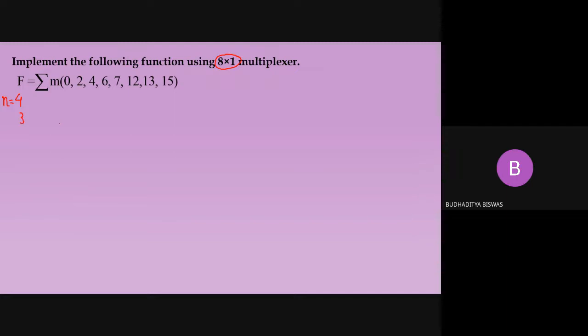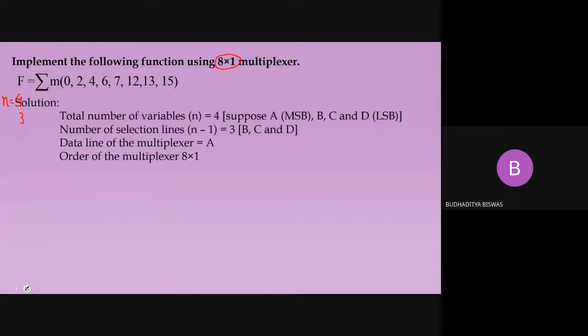Okay, very good. So solution. One minute, let me clear the slide first. So total number of variables is 4. Suppose ABCD. If it is given ABCD or WXYZ, whatever, then take that. Otherwise, you can take whatever the variables are. Suppose A is the MSB, B, C, and D is the LSB. So the number of selection lines is n minus 1, that means 3. Which variables do we consider as the selection lines, ABC or BCD?